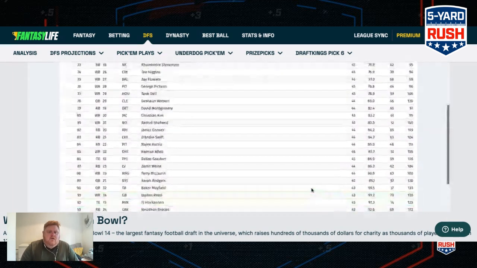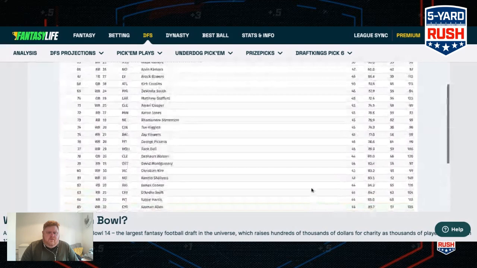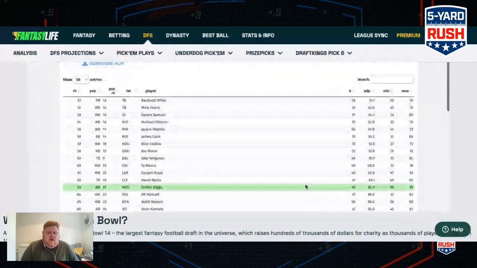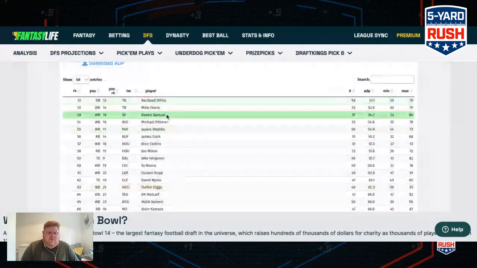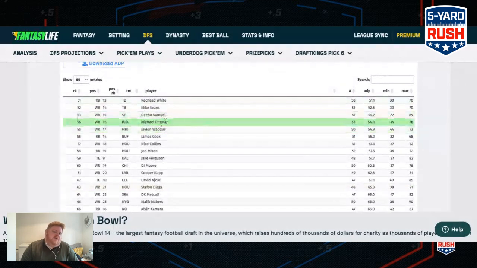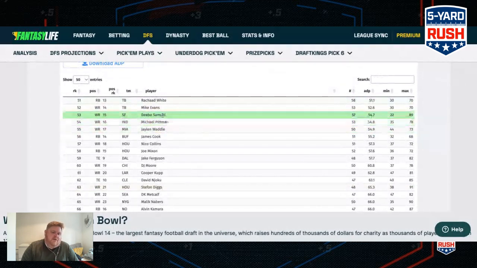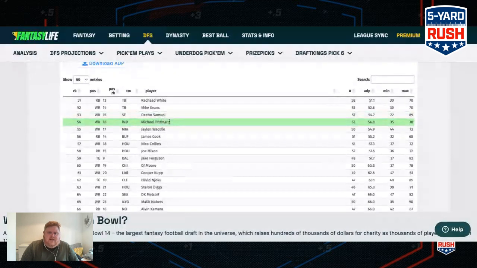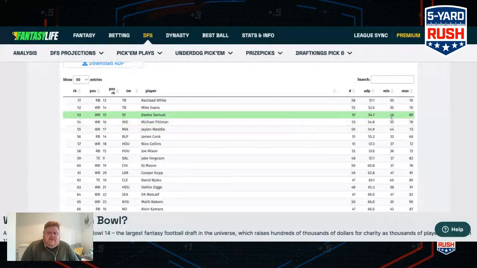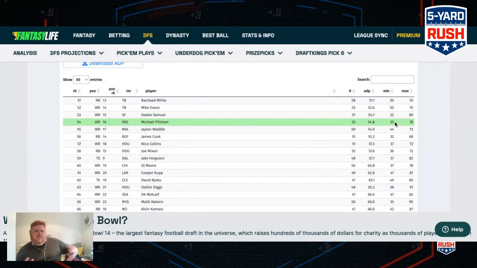Right, going on to a few rounds. I'd be moving Rachaad White up boards. I'd be moving Deebo Samuel up boards. Michael Pittman. I had the choice between these two players yesterday, and I went Pittman over Samuel, and I love Deebo Samuel. But if you're looking at someone took him at 22 and someone took him at 89, there's a bigger variance on Deebo Samuel, whereas there's a bit more of a consensus on where Michael Pittman is in drafts.